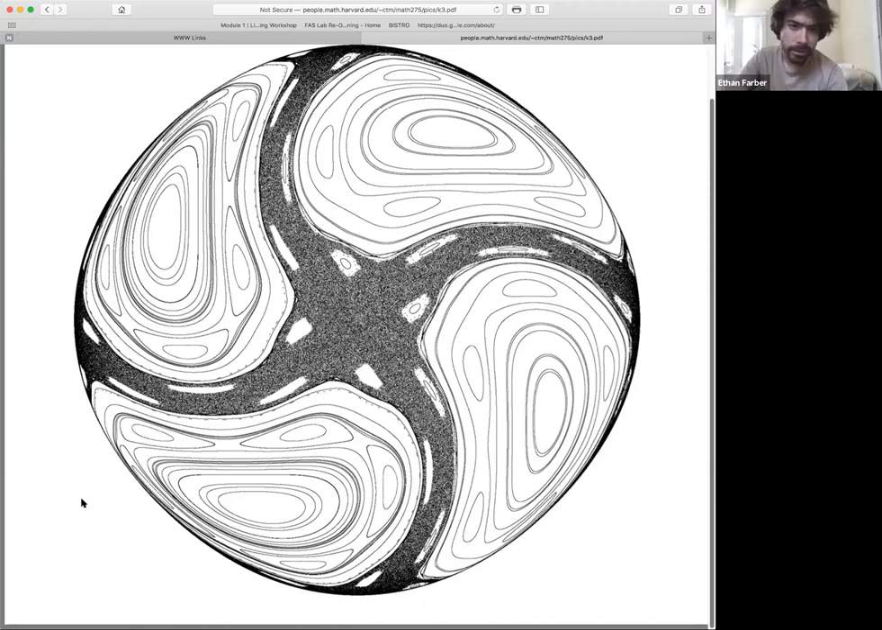Kurt, can I ask a question? Yes. What are these simple closed curves on the ball? Right, so the way the picture is drawn is you take a bunch of randomly chosen points, and for each point, you draw, say, 10,000 points in its forward orbit under the map.